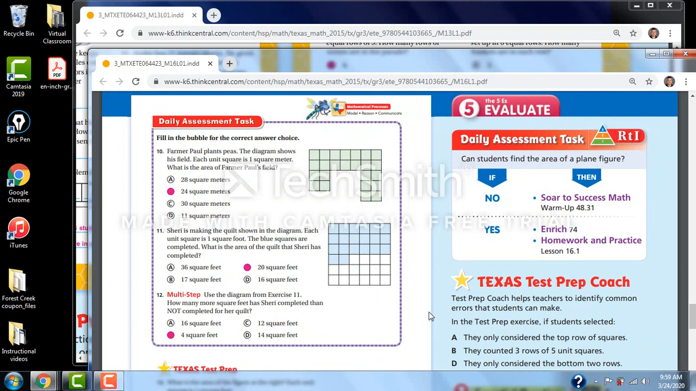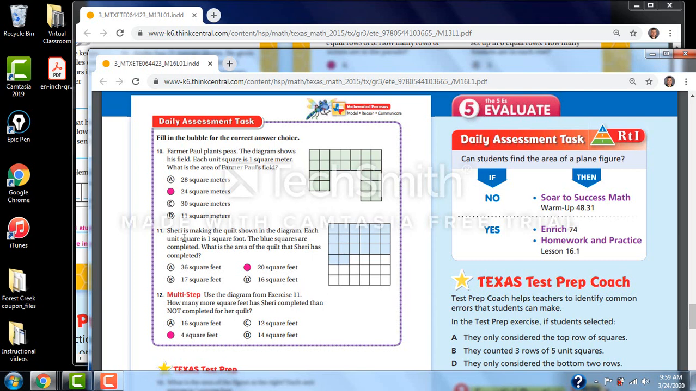So Eamon, go ahead and look at number 10. Farmer Paul plants peas. Here's the diagram. It shows the field in each unit square, the square meter. What is the area of the farm? Okay, so this area here, of course, we can do length times width, because the easiest way is just to count your unit squares. And there is 24 in there.